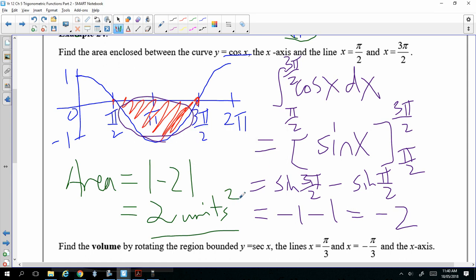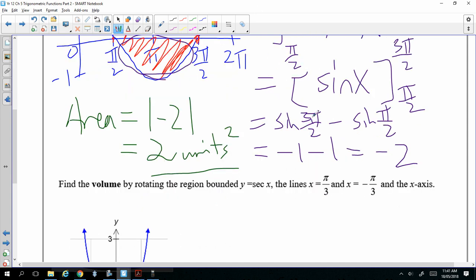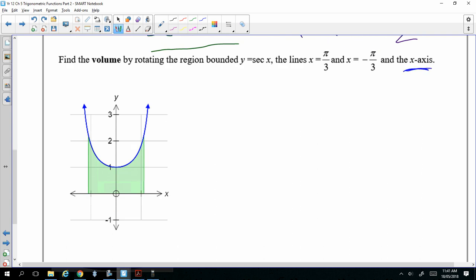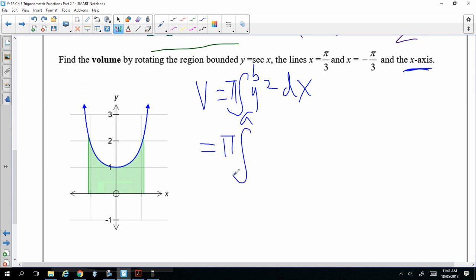Okay, all finished. Okay, volume. How do you get volume? Rotate it about the x-axis. You have to go like this. V equal to integral pi y squared dx from a to b. So in this case, you go integral from negative pi over 3 to positive pi over 3. So you go negative pi on 3 to pi on 3, y squared, which is sec squared x dx, like that. And then just work out.